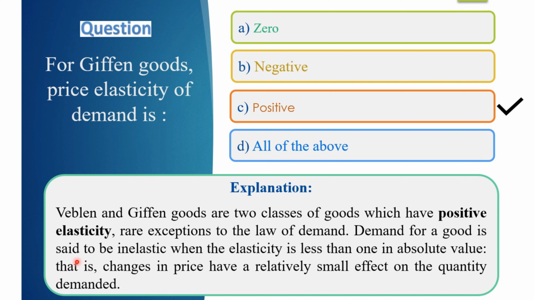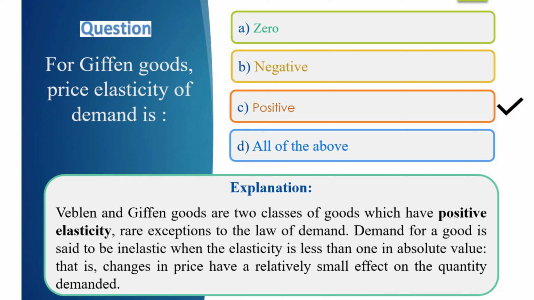Demand for a good is said to be inelastic when the elasticity is less than 1 in absolute value. Then its change in price has relatively small effect on the quantity demanded.